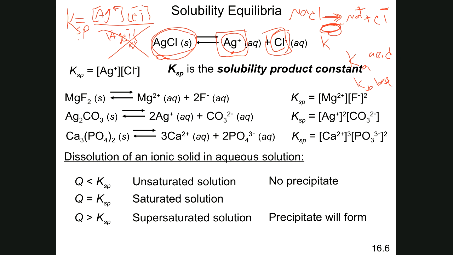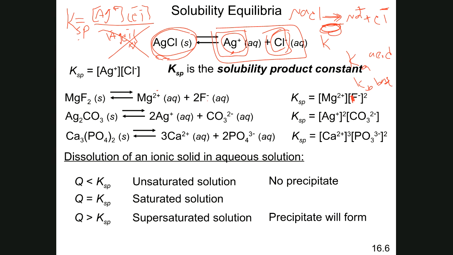Solubility product is written based on the products only. Remember, like the kinetic rate law was written only for reactants, in this case the solubility product is written only for the products, raised to the power of the coefficient. So for MgF2, the solubility product would be Mg2 plus and F to the power of 2, because that's the coefficient. This is not 2F, it's just F. Just be careful with that.